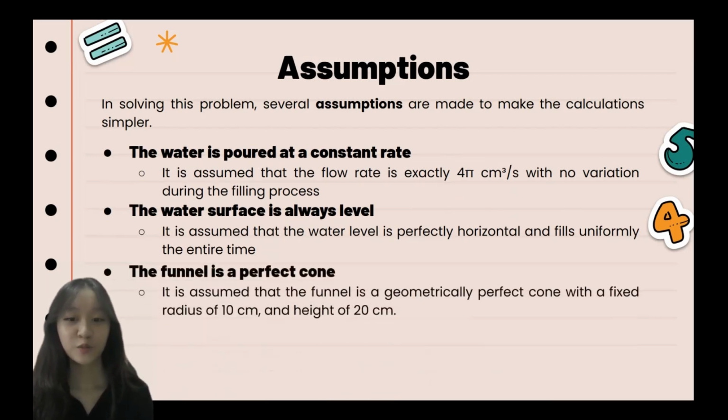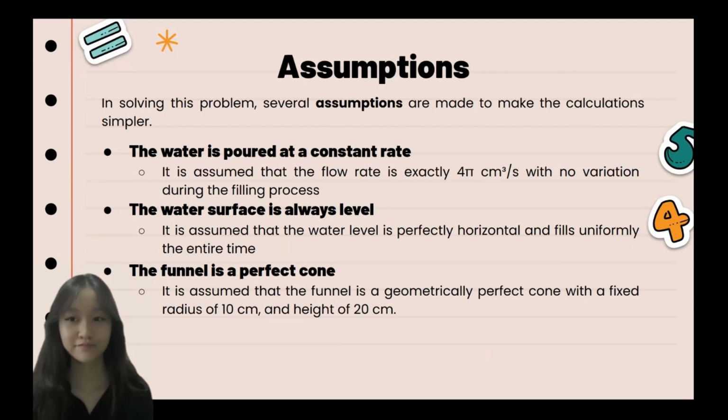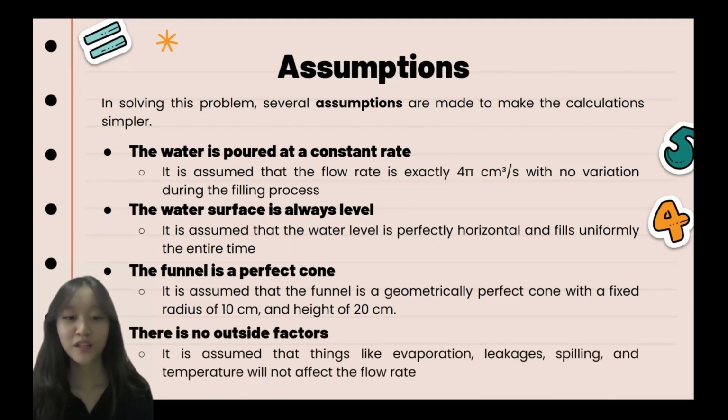Next, it is assumed that the funnel is a geometrically perfect cone, with a fixed radius of 10 cm and a fixed height of 20 cm. Finally, it is assumed that there are no outside factors, that things like evaporation, leakages, spilling, and temperature will not affect the flow rate.